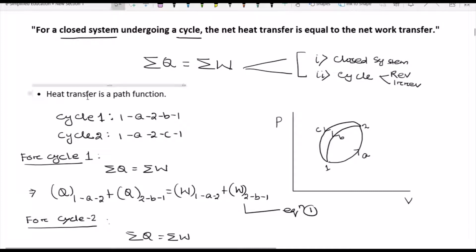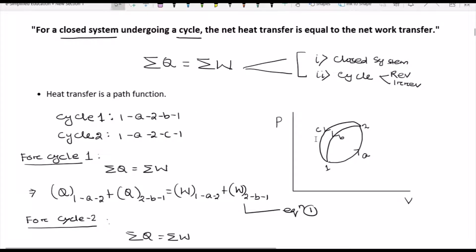Next, coming to the heat transfer properties. Heat transfer is a path function as it depends on the path. It is not a point function, as it does not depend only on the initial and final points, it depends on the path through which heat is transferred. That's why it is a path function.